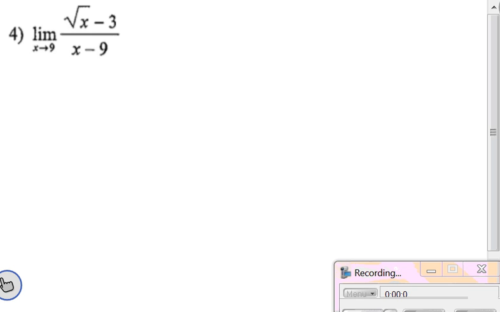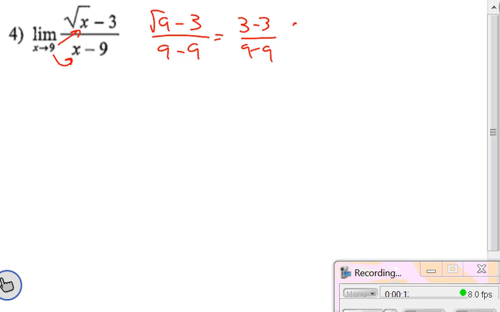Problem 4 says find the limit, and we'll always try to directly substitute, but in this case it's not going to work out. So you get the square root of 9 minus 3 over 9 minus 9, that's 3 minus 3 over 9 minus 9, that's 0 over 0, and that's an indication that there's a hole in the graph. And so direct substitution doesn't work, we need another approach.